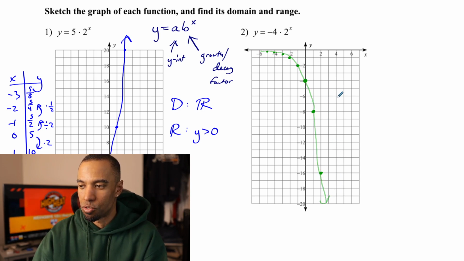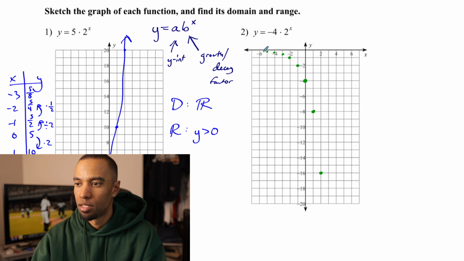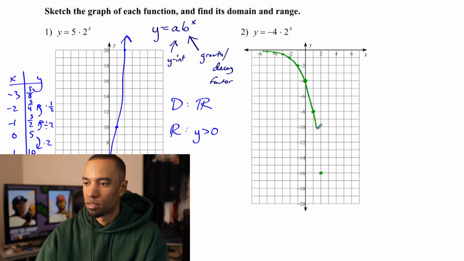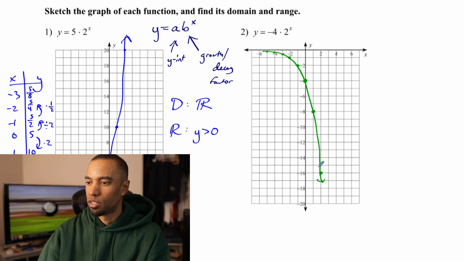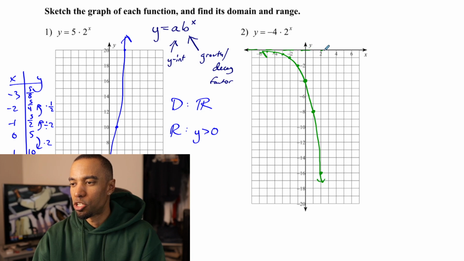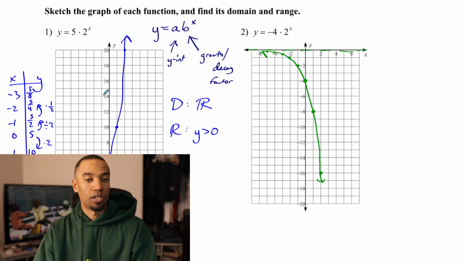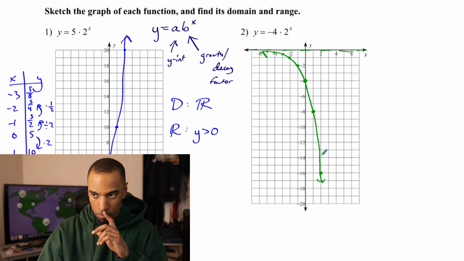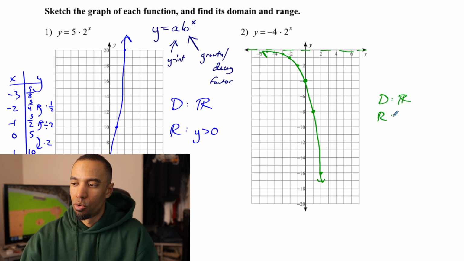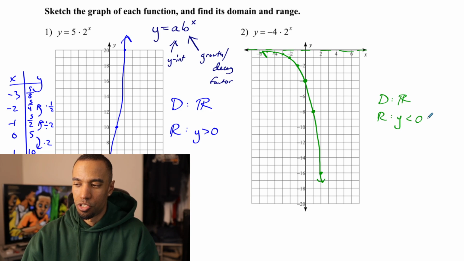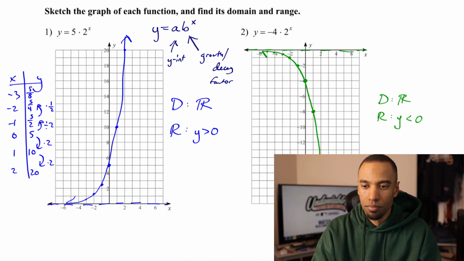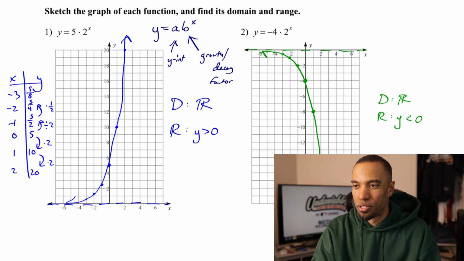This graph should not look that bad. I can't even excuse that sloppiness. Let me try that again. A little bit better. It kind of curves off at the end, my bad. Okay. Negative exponential growth as it takes off in the negative direction, like that as x increases by 1. Domain is all real numbers. Range is y is less than 0. Now we're underneath the graph. Every value is negative.